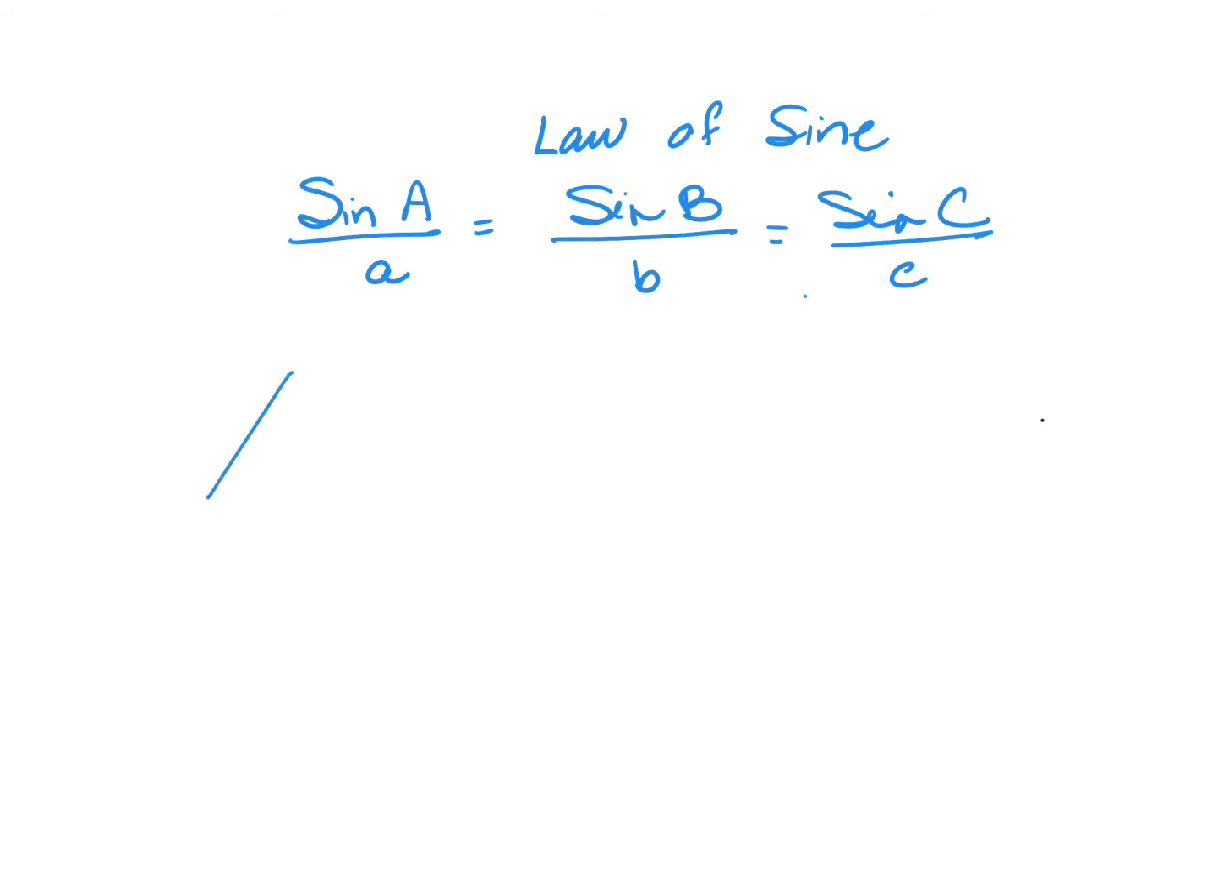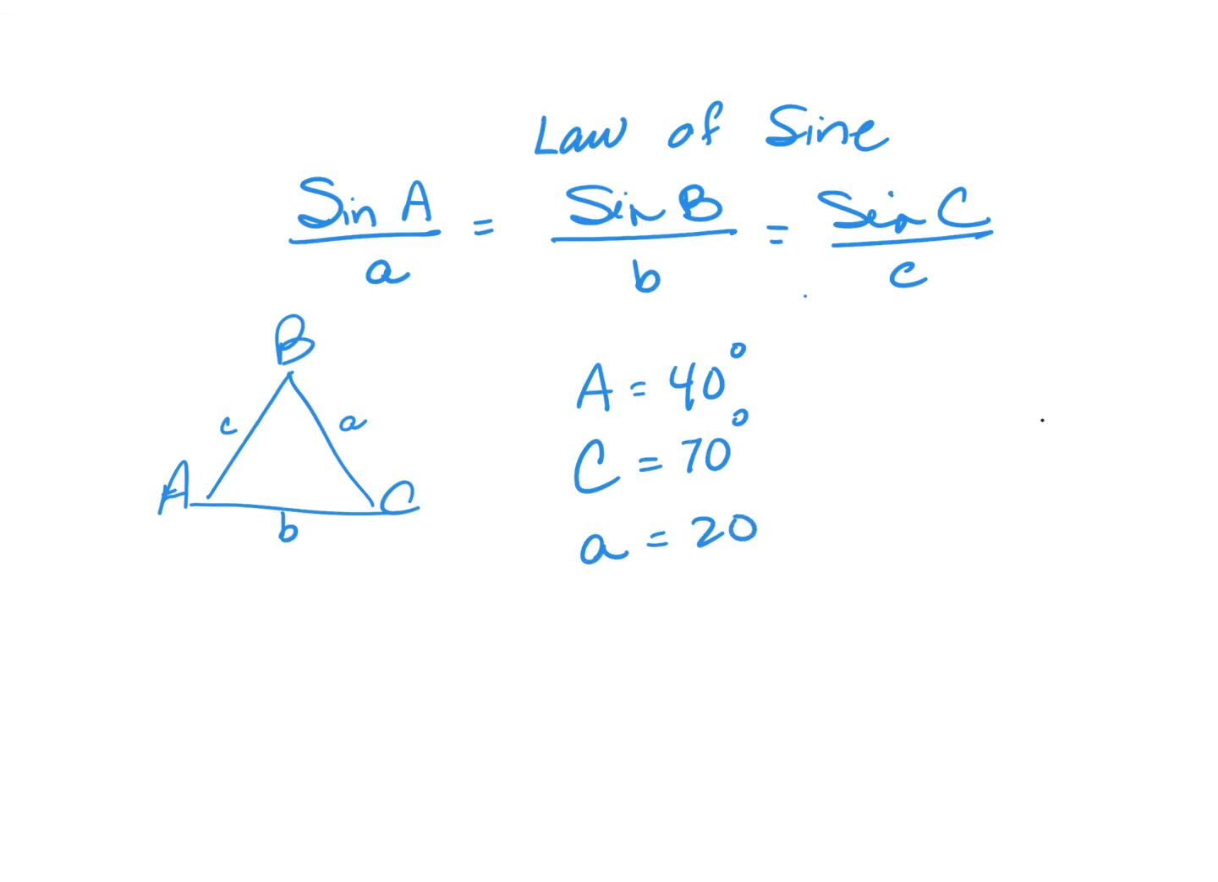So let's say we have this triangle, and I just put A, B, and C. And in this case, there is no right angle. So little a is across from big A, little b is across from big B, and little c is across from big C. The lowercase are the sides, and the uppercase are the angles. So your problem is going to give you some information. It's going to say big A is 40 degrees, big C is 70 degrees, and little a is 20, and they want you to find little c.